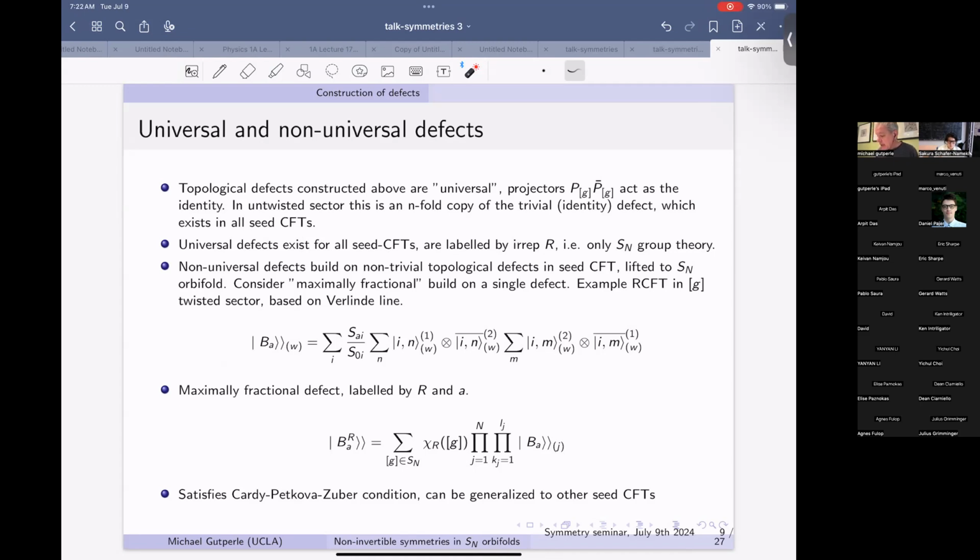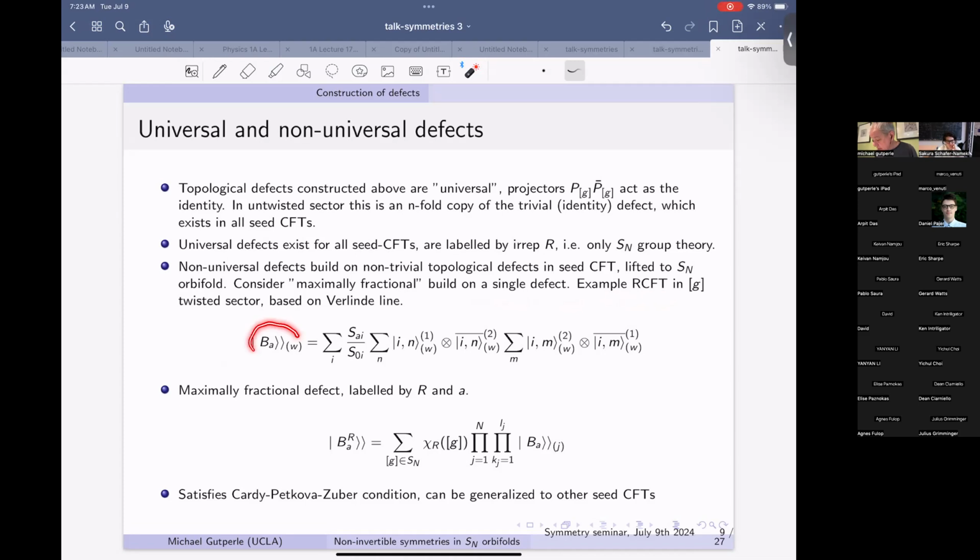Basically, what I would call a non-universal defect is something where one could ask: what if I start with a non-trivial topological defect in the seed theory, and can this be lifted to the S_N orbifold? One thing which has been worked out in some detail, a little bit by us and much more by Knighton and collaborators, is the maximal fractional defect. This name comes from an analogous construction which was done before on D-branes in the symmetric orbifold. The idea is that one takes a single topological defect, and here I'm limiting myself to a rational CFT.